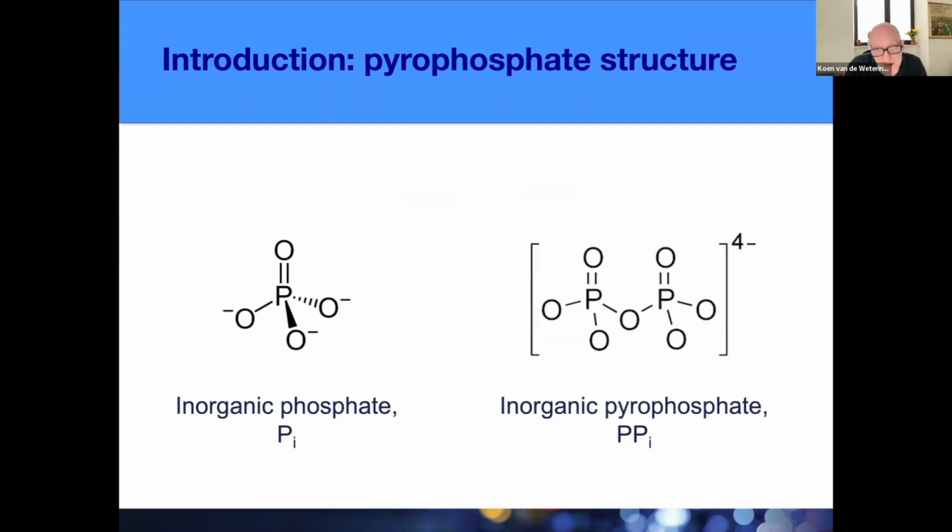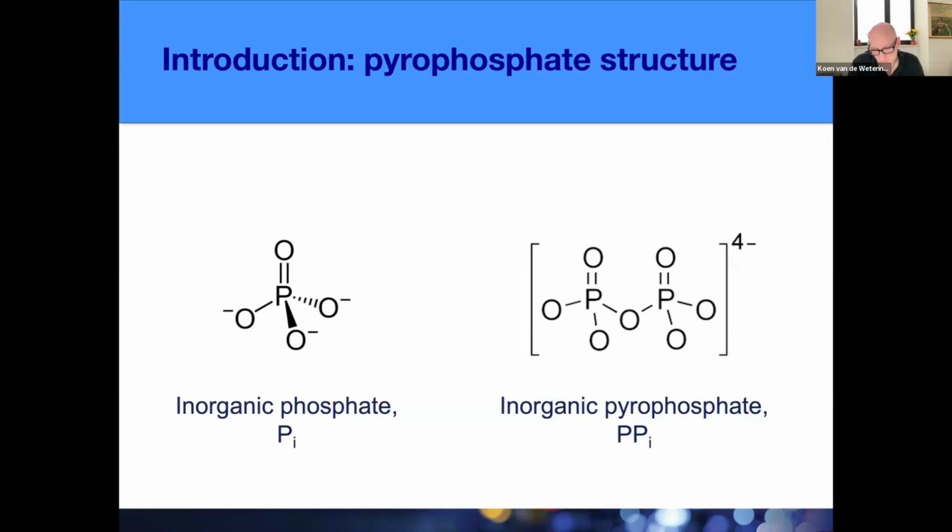So this is rather a chemical slide, because here I depicted the chemical structure of inorganic phosphate and inorganic pyrophosphate. And the only reason that I'm doing this is to show you that these molecules are very similar. So they don't differ that much. Because in fact, inorganic pyrophosphate, so the molecule that inhibits the calcification, consists of two molecules of inorganic phosphate. They're combined to form pyrophosphate.